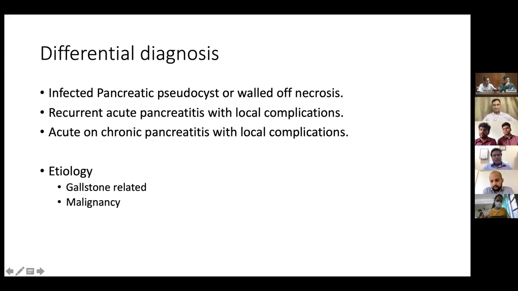And instead of mentioning walled-off pancreatic necrosis, see, that may be an imaging diagnosis. This is not a clinical diagnosis. So what you can mention is an infected pancreatic fluid collection, because this is what you had in imaging. Necrosis, whether it's present or not, can only be determined on imaging like CT scan or MR. Without that, what you can say is an infected pancreatic fluid collection. So that would be better.